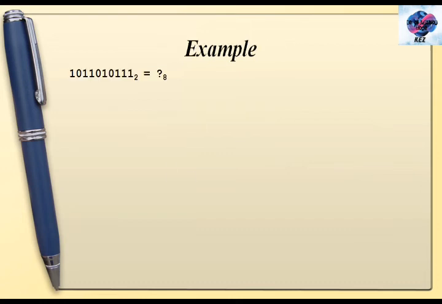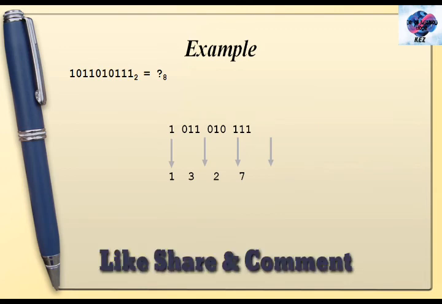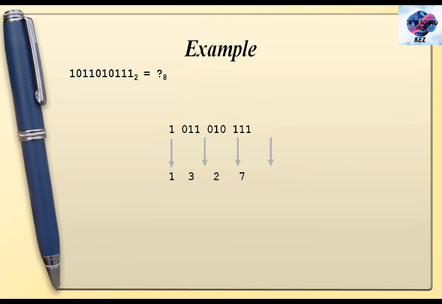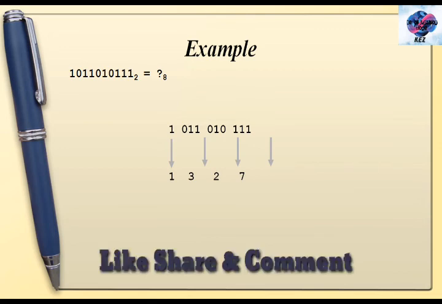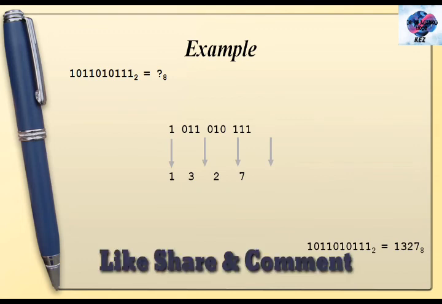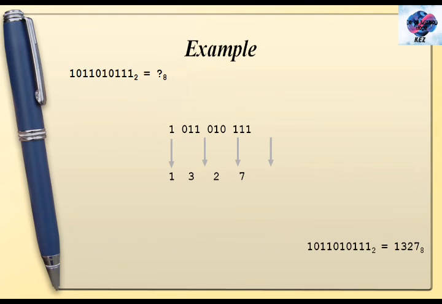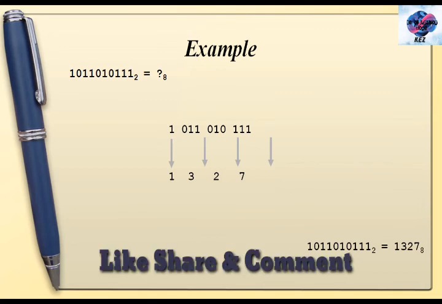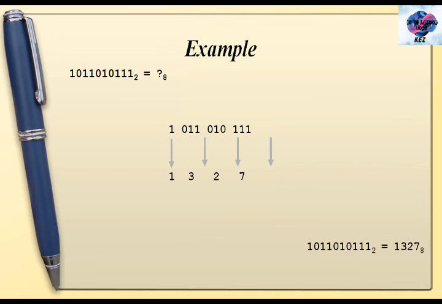See here, a long number is there. Now I divide it into the 3-3-3 part. From the right side, 1, 1, 1, 1. 1, 1, 1 means 7. 0, 1, 0, 2. 0, 1, 1, 3. Last 1 is there. If I add 2 0 there, that will be also converted to our 1. So 1, 3, 2, 7 will be our octal conversion. From the binary to octal, you can able to learn right now.